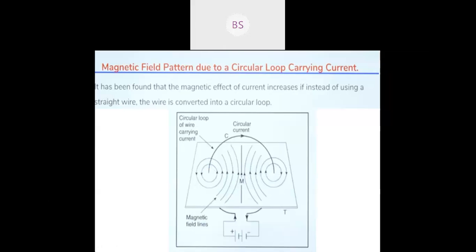When we sprinkle the iron filings on the cardboard, we have to connect a battery. Without a battery the current cannot flow, so we connect a battery and close the circuit. When we close the key to pass a current through the coil, we have to tap the cardboard gently, a little bit. Then it is noted that the iron filings get arranged in a definite pattern, representing the magnetic field lines of the current carrying loop.